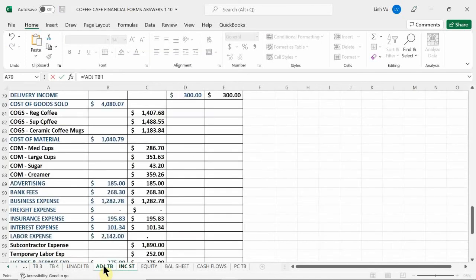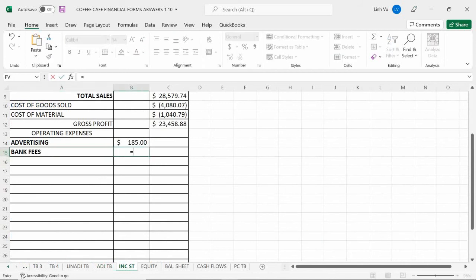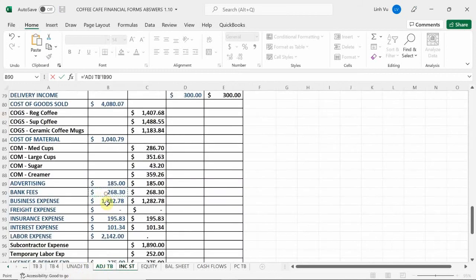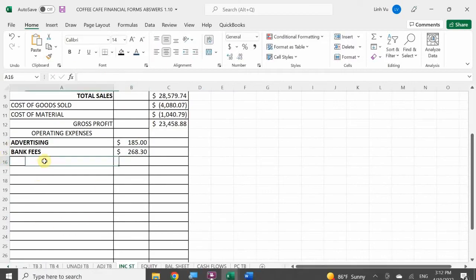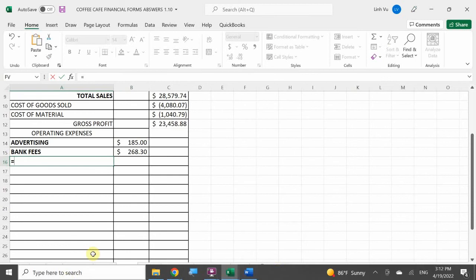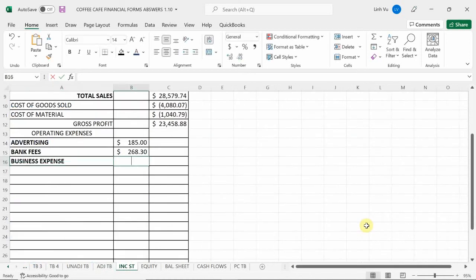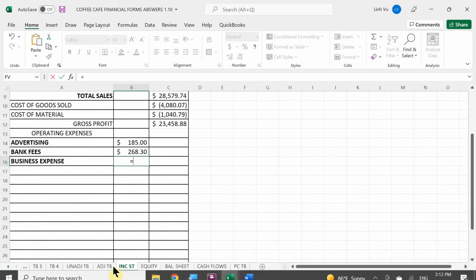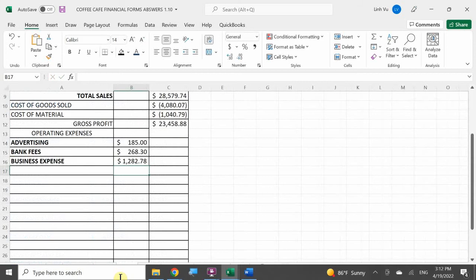Let's see what my next operating expense was. It was bank fees, right? I had to collect money. I had to spend money. So in this case, I had some bank fees for a total of $268. Next operating expense I had was business expenses, right? I had to throw a party. I had to get some consulting work on my interior designing to operate my business, which cost me $12.82.